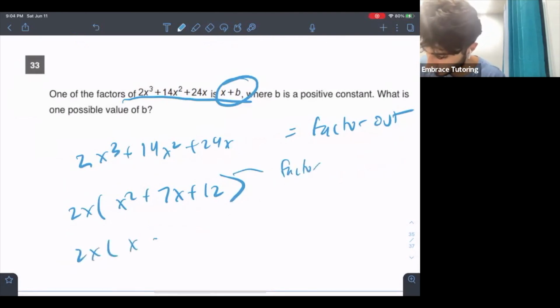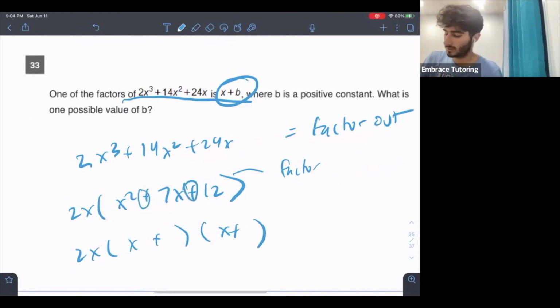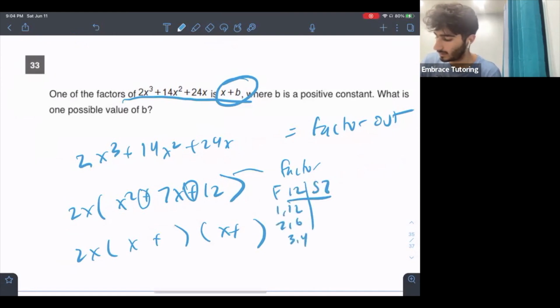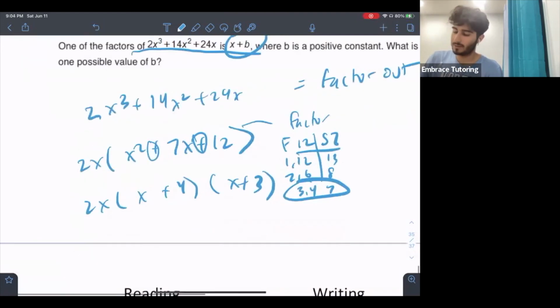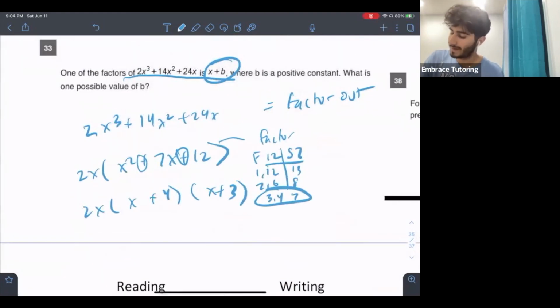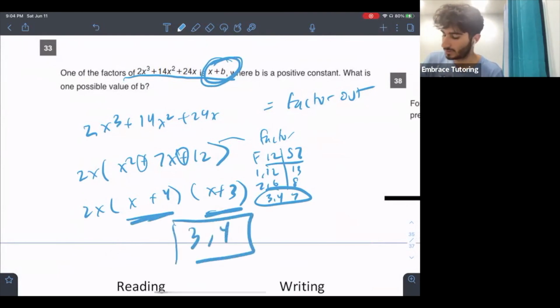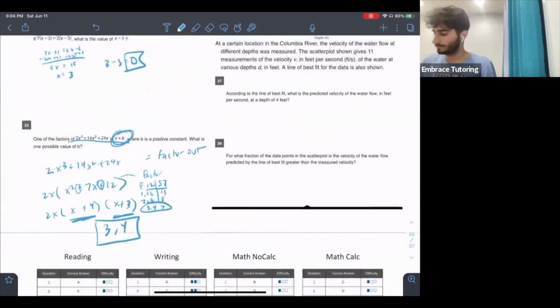2x times x plus, and then x plus, because of two plus signs. So you need factors of 12 with a sum of 7. So 1 and 12, 2 and 6, 3 and 4. 3 and 4 matches. So for a factor that has an x plus b form, this works and this also works. It's asking for the value of b, so either 3 works or 4 works. So these are the two possible answers for 33.